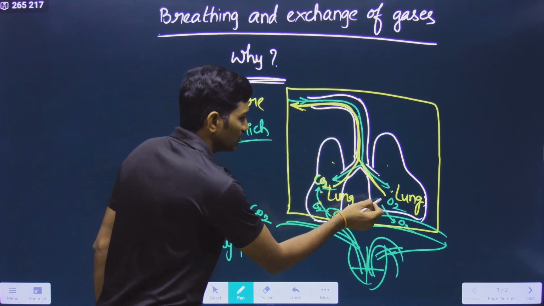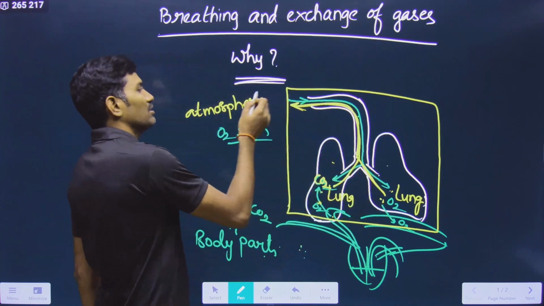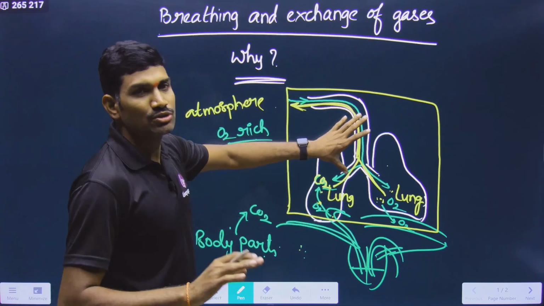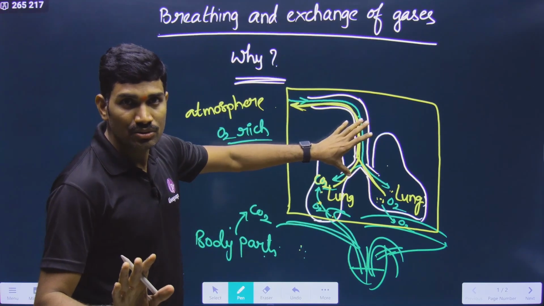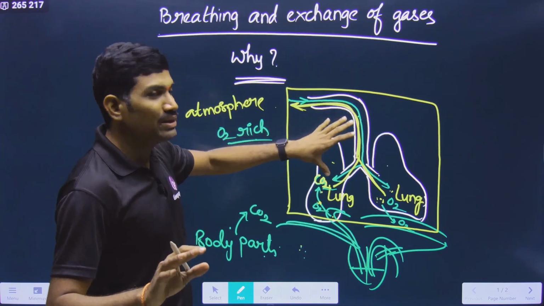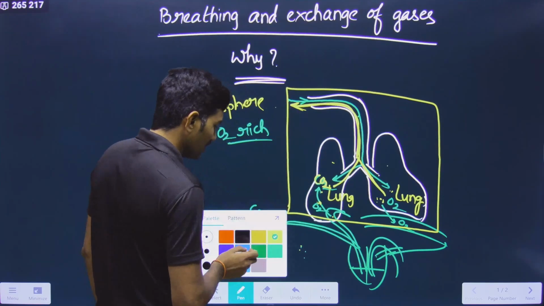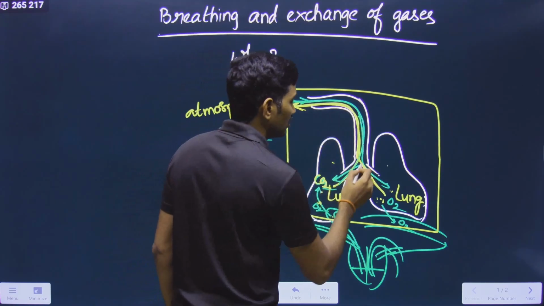Atmospheric air is going into the lungs, and from the lungs, now the CO2 rich air is coming into the atmosphere. This particular step is called breathing. Understood or not? So in this breathing, actually two steps are there. What is the first one? Taking the atmospheric air into the lungs.